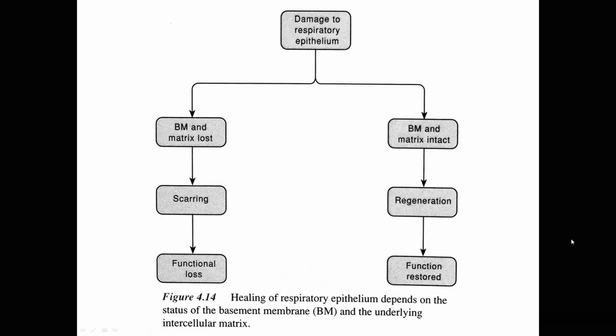The healing of some cell populations depends on the status of their basement membranes and the underlying intercellular matrix. For example, in respiratory epithelium, if the basal membrane and the intercellular matrix are lost, this will cause scar formation and functional loss. While if the basal membrane and the matrix are intact, a full regeneration with restoration of functions is fully possible.